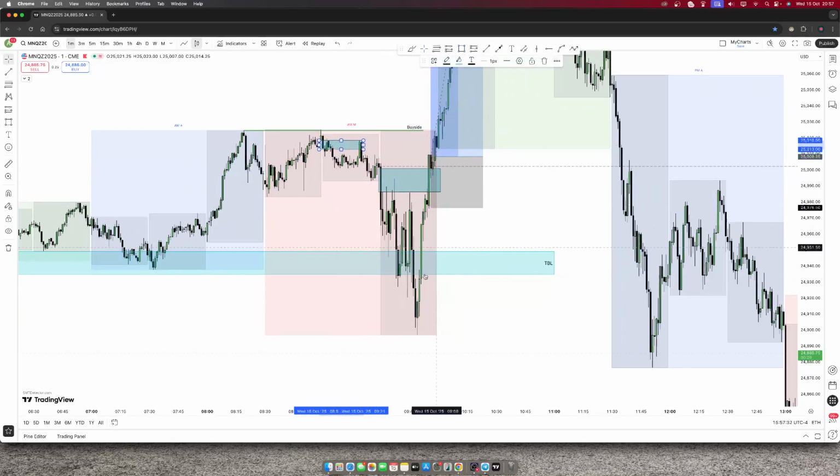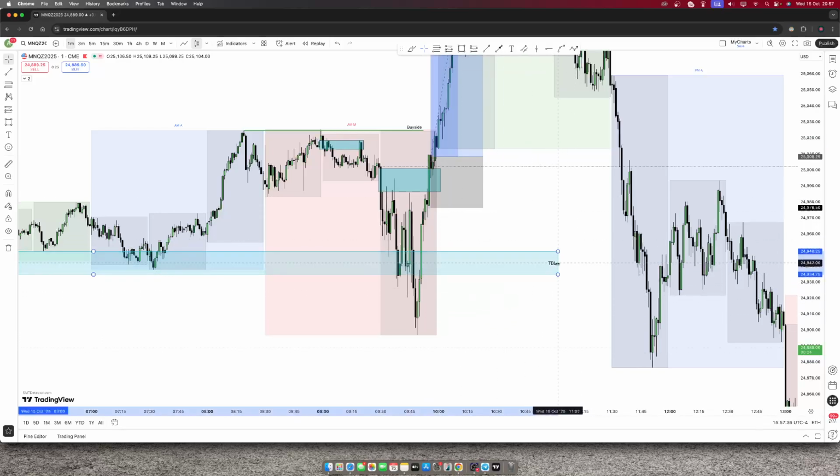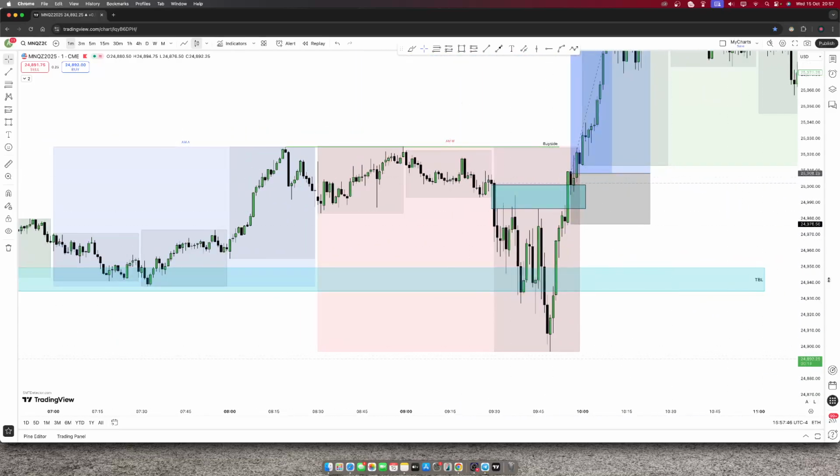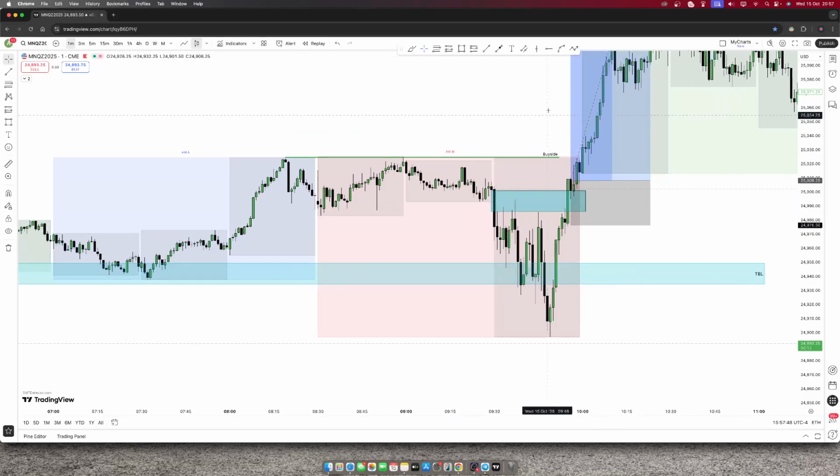However, I was only focusing on the bullish move because this time-based liquidity level, the price has not closed below it, so it's still a bullish point of interest. So as price fell over here, this here is a market maker buy model, right?